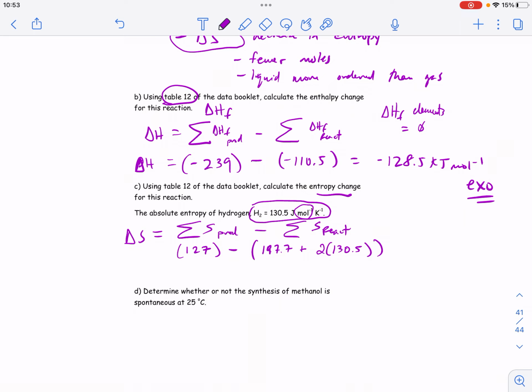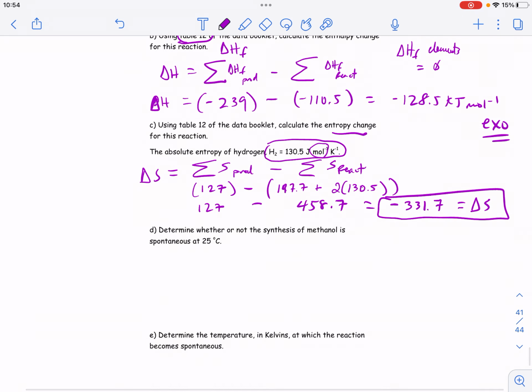So overall, I get 458.7 for my reactants, and I have my 127 for my products. And when I subtract those, I get a delta S that indeed is negative 331.7. And that's my delta S term. And so that's good. I got a negative value, which is what I was expecting.